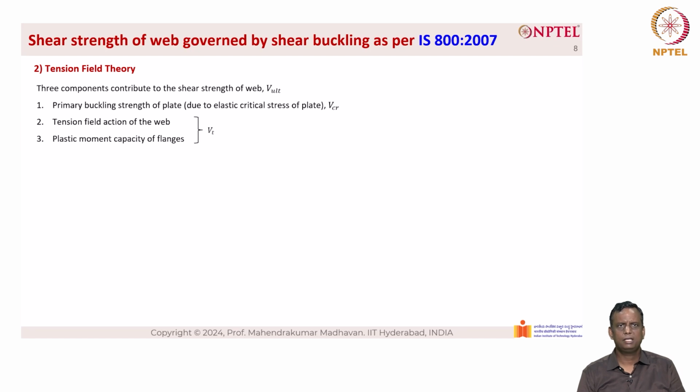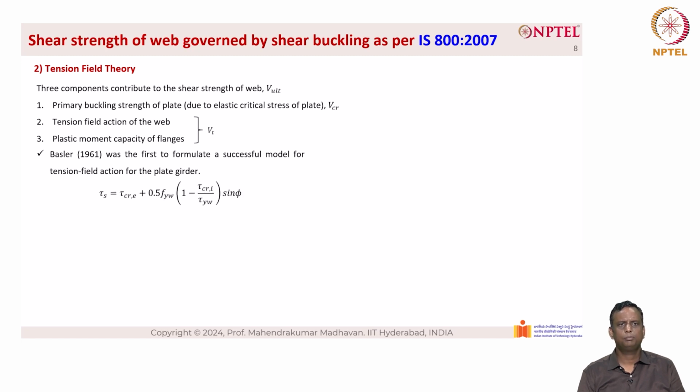Stage 2 and stage 3 contribute to what is known as VT, and Basler in 1961 was the first to formulate a successful model for tension field action for the plate girder, and he came up with this equation: tau sub S equal to tau critical E plus 0.5 Fyw into (1 minus tau critical I divided by tau yw) into sin phi.